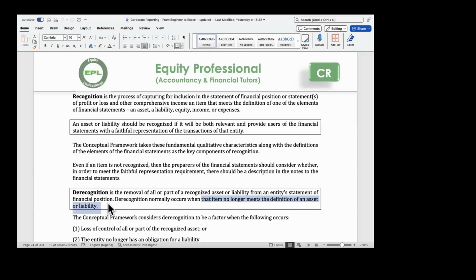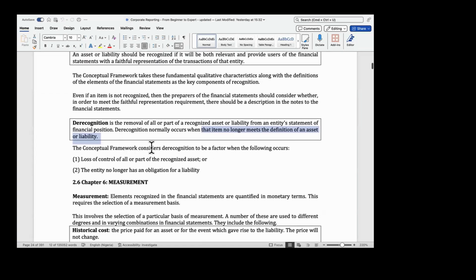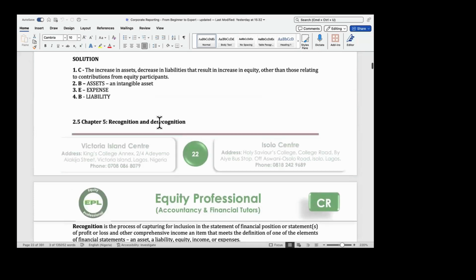And we're going to be using a lot of these words, recognition, derecognition, as we move ahead in our studies, which you're going to see. So the conceptual framework considers derecognition to be a factor when there is a loss of control, in the case of an asset. So when you have an asset and you have lost control, you need to derecognize it. Or when you have a liability and you no longer have an obligation, you need to derecognize it as well. Derecognize it from your books. So that's recognition and derecognition.